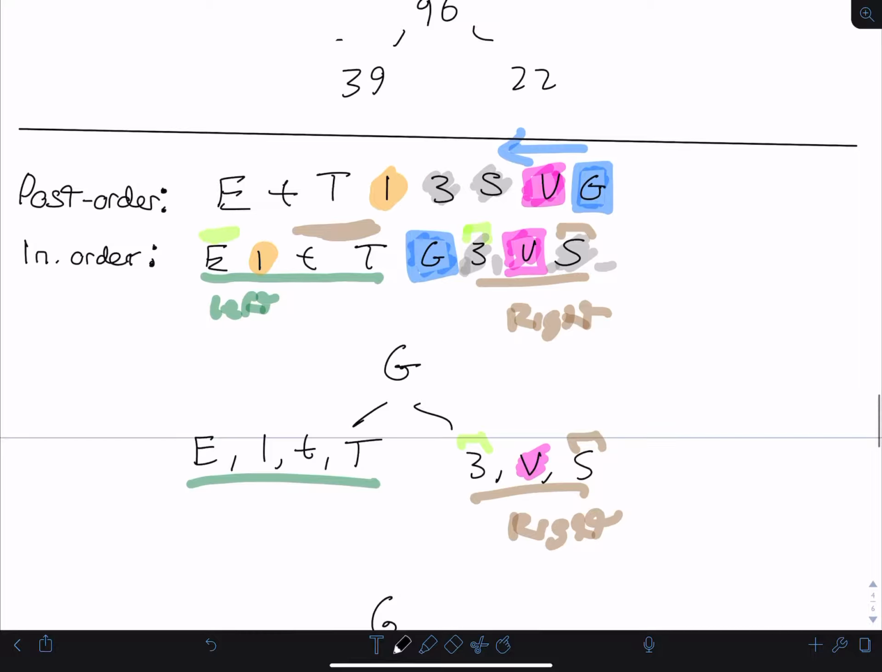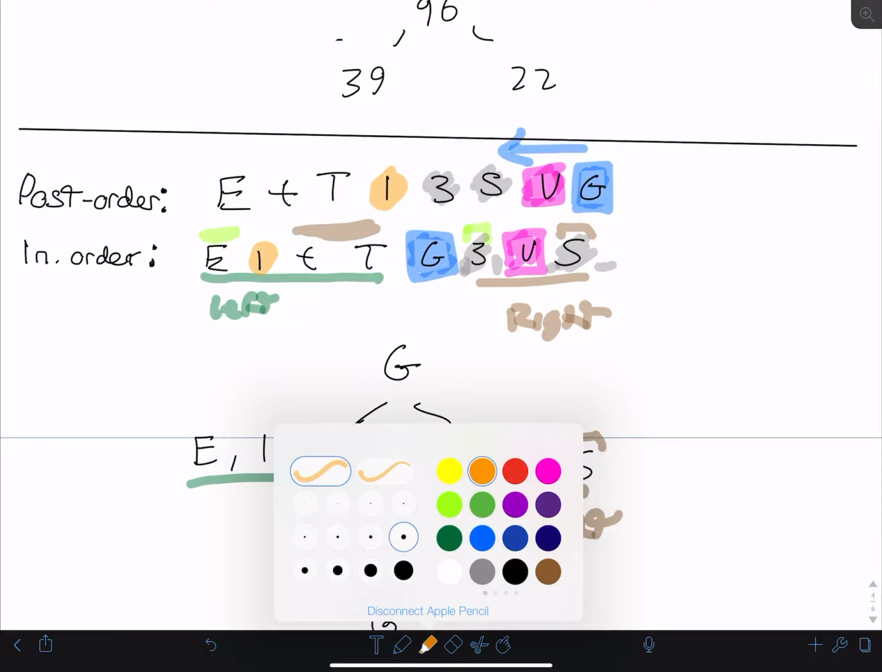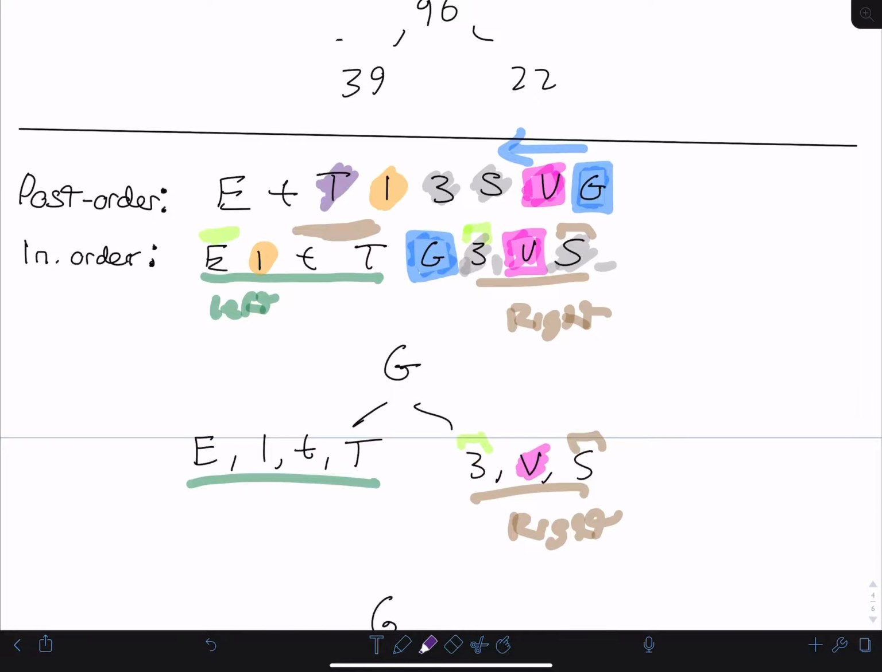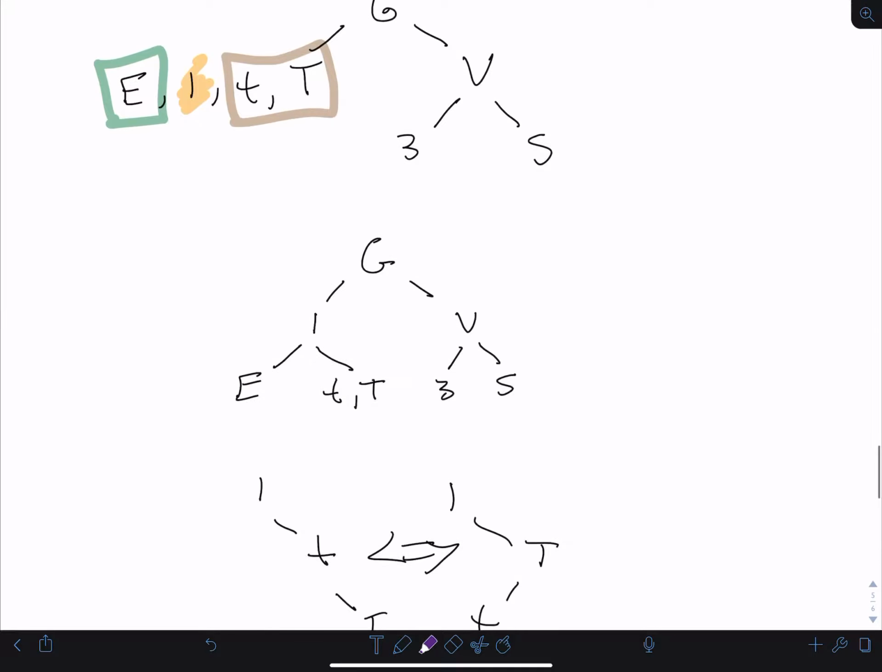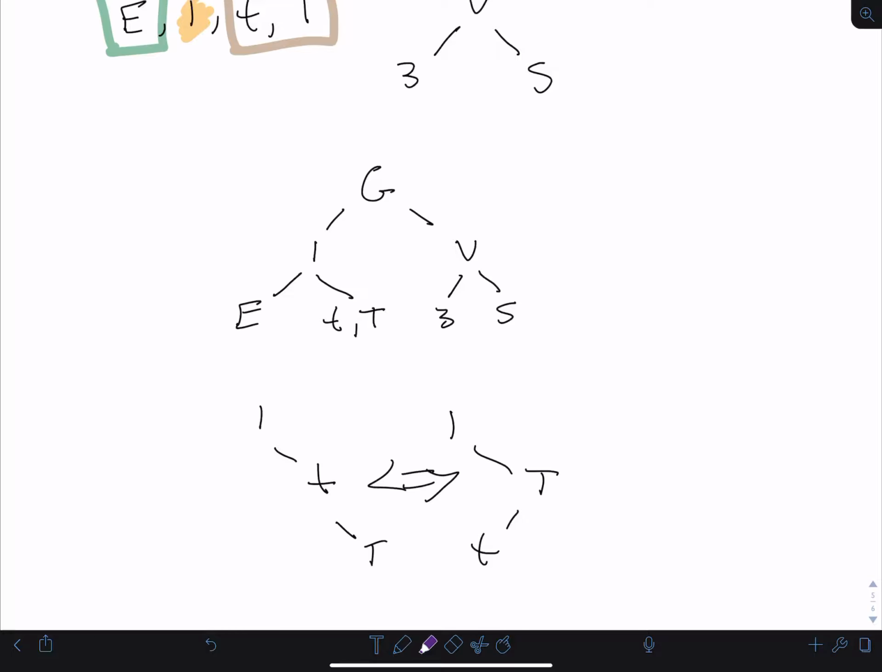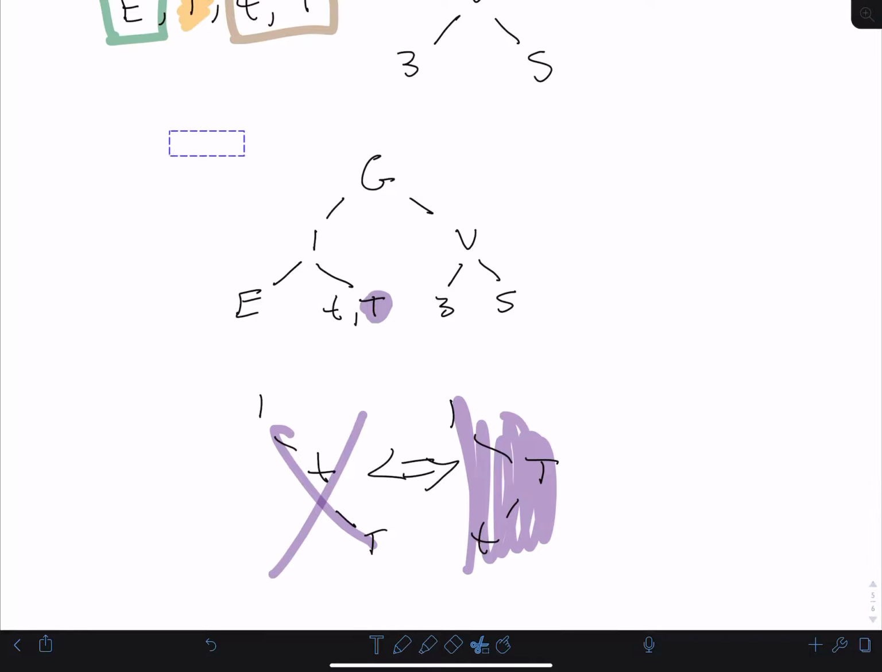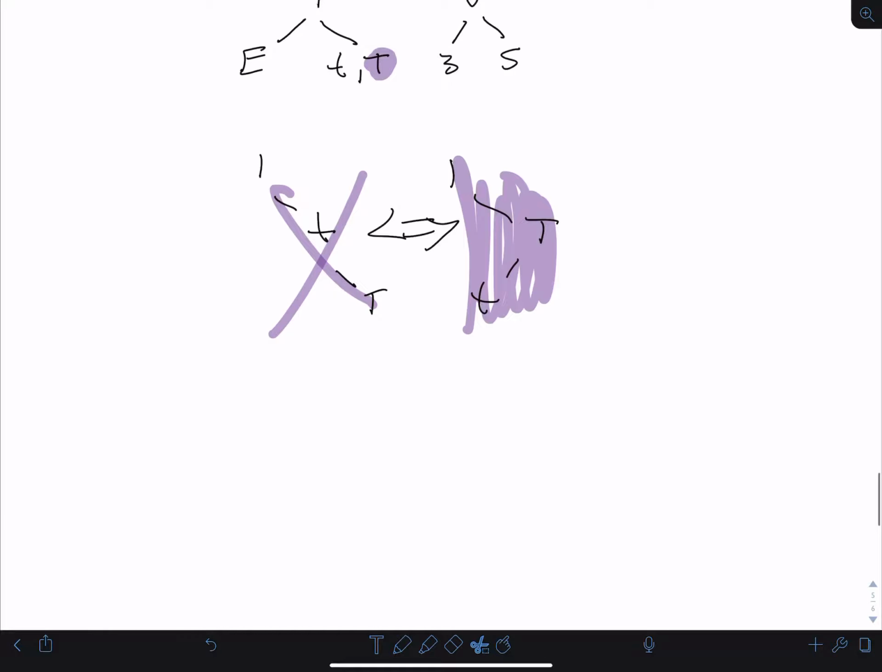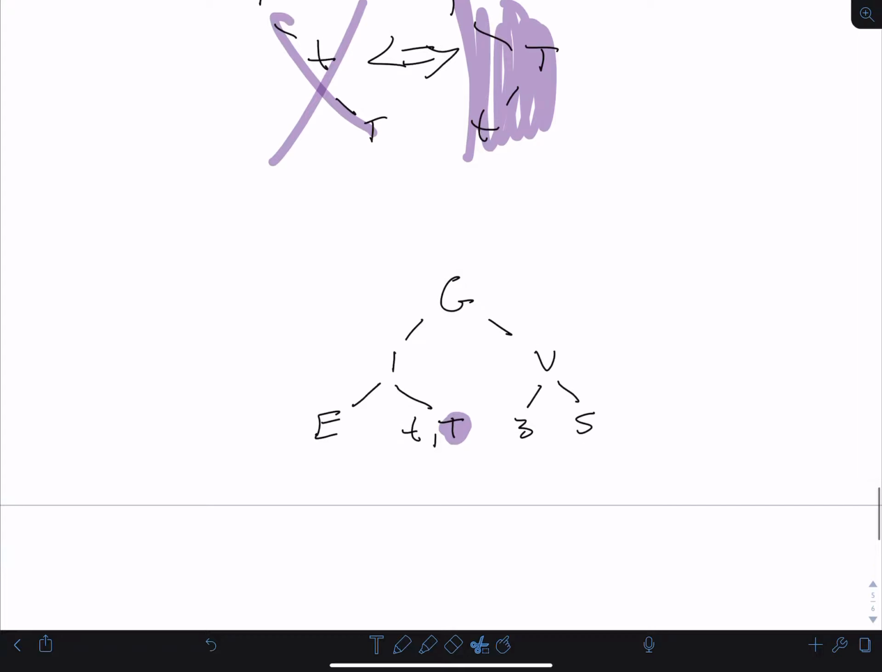But because we see that the T is next here, the bigger T, that means that's going to be the parent of the two. That's going to be the parent. Meaning that it has to be this example, and not that one. Okay, let me redraw. I don't like how that looks.